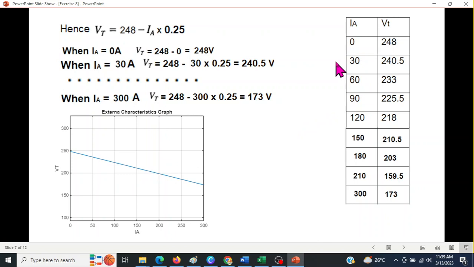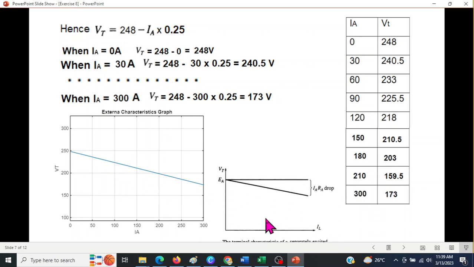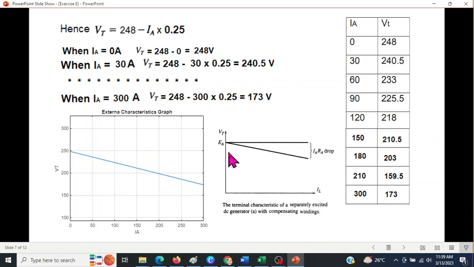And we can plot this again. If you know MATLAB, very simply you can just put in these two parameters and you can plot this graph. So this is the external characteristics graph, and it is something similar to what we had seen in the first slide. This is the characteristics graph actually given in the books. Ours is quite similar.